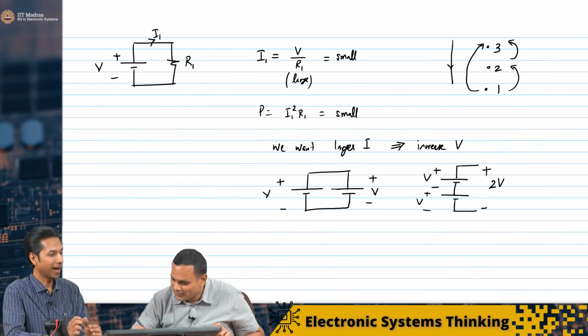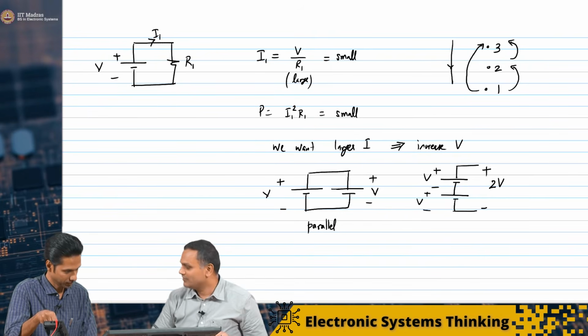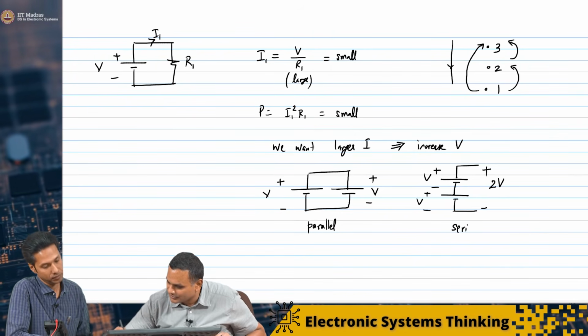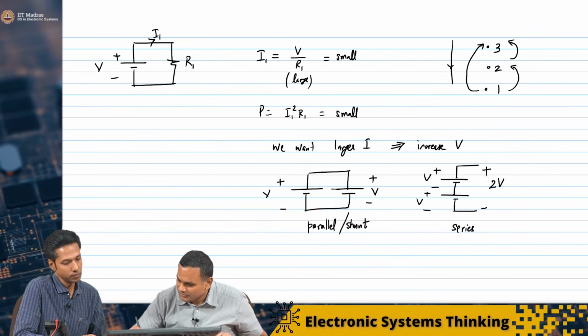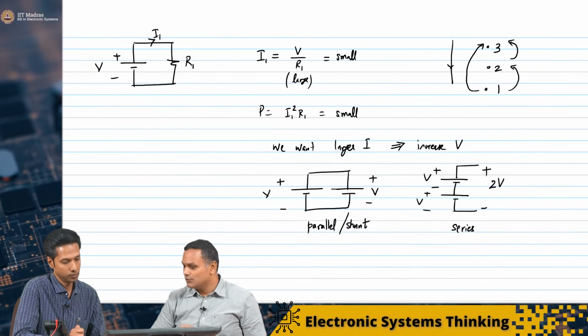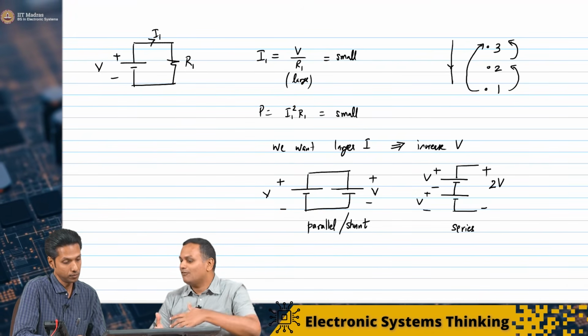First of all, this is called a parallel connection and this is called a series connection. Parallel or shunt, these are the two words electrical engineers use. A series connection of batteries can help you get more voltage. If you use enough batteries in series, at some point you will start feeling it. I'll stop with two batteries.